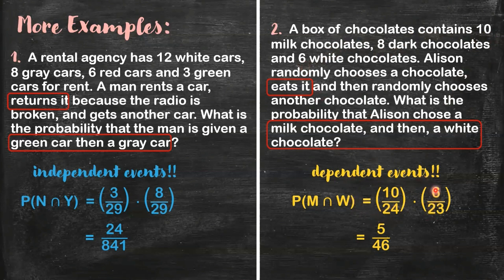Okay, what about this one? This is the probability of getting a white chocolate. So we have 6 white chocolates here. So that's why our numerator is 6. Bakit ang denominator natin 23 na lang? Hindi na 24. Kasi nga, kinain ni Allison yung unang chocolate na nakuha niya. So, hindi niya na binalik yun. So, that's why, from 24, nabawasan ng isa, so we have 23 na lamang. So, this is the probability of getting a white chocolate. So, 6 over 23. Doing the math, simplifying, you will get 5 over 46.